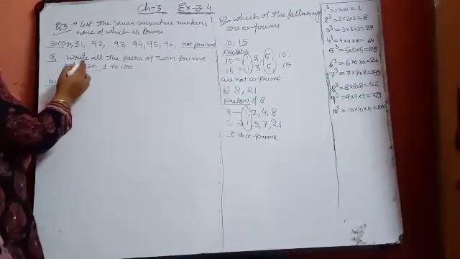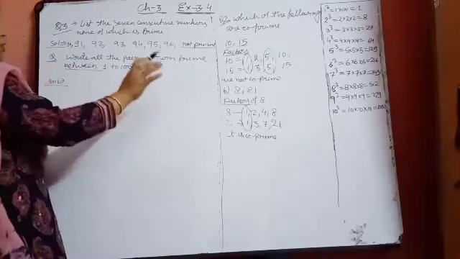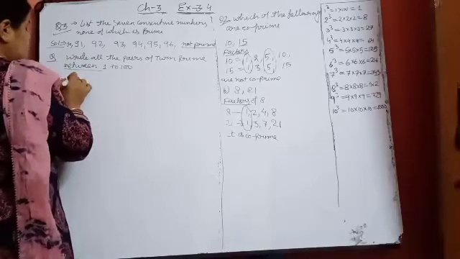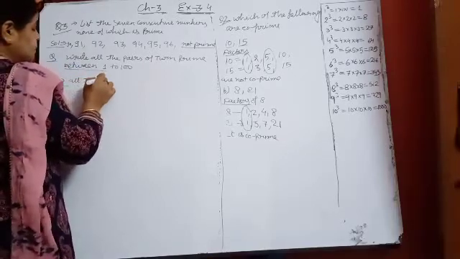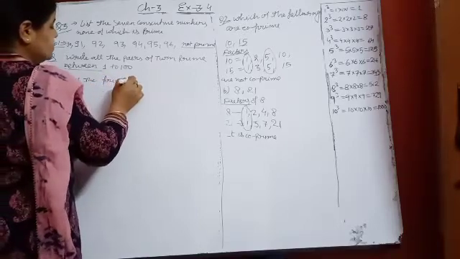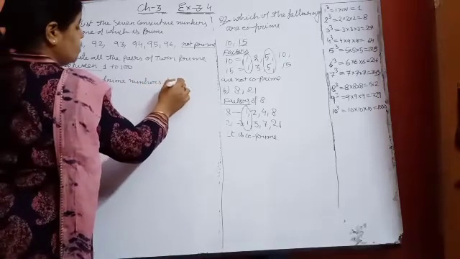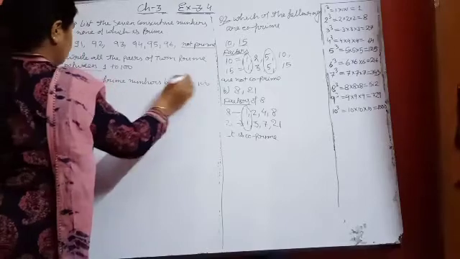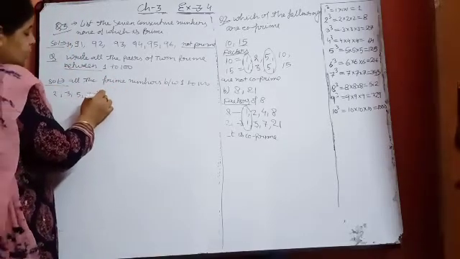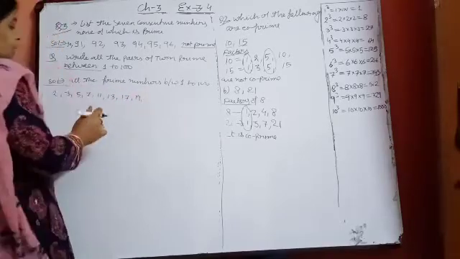Now see, write all the pairs of twin primes between 1 to 100. First of all, write all the prime numbers between 1 to 100. In this way you will understand. Write from the start: 2, 3, 5, 7, 11, 13, 17, 19.